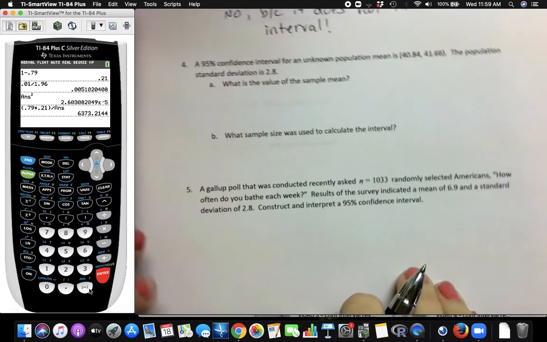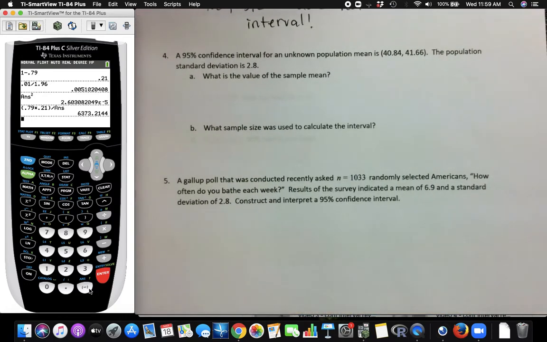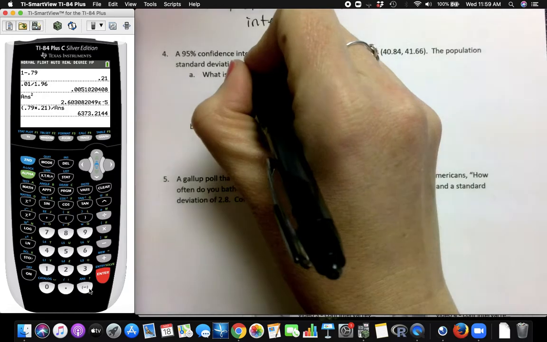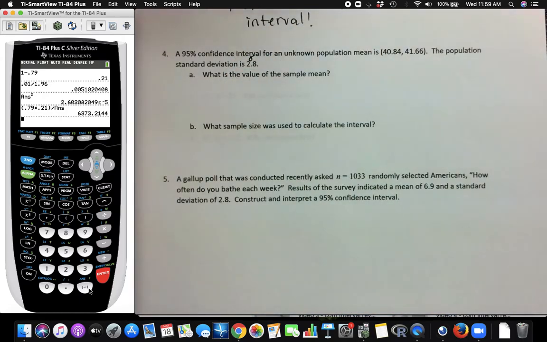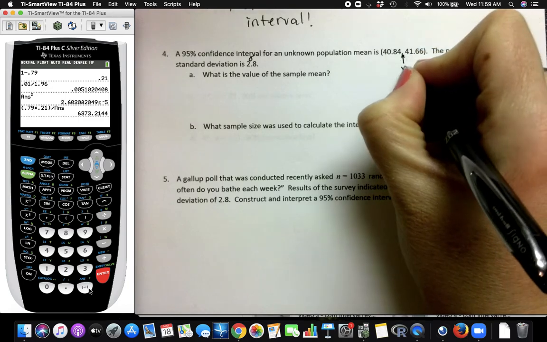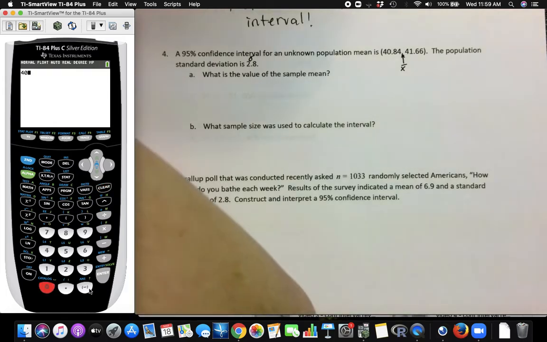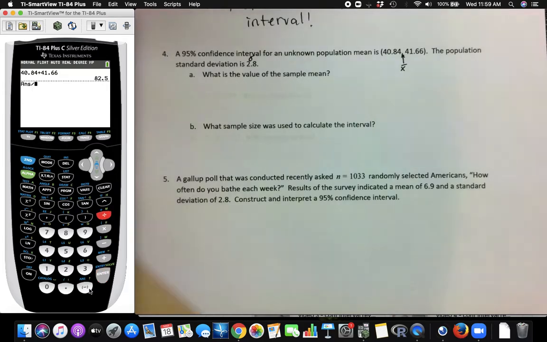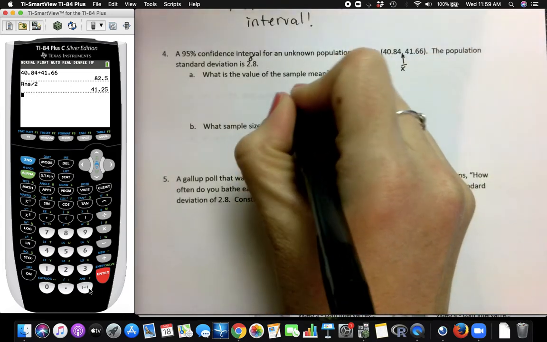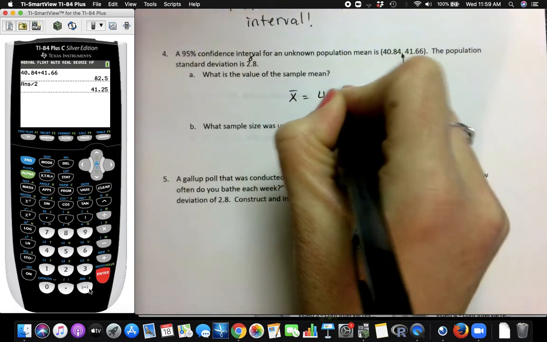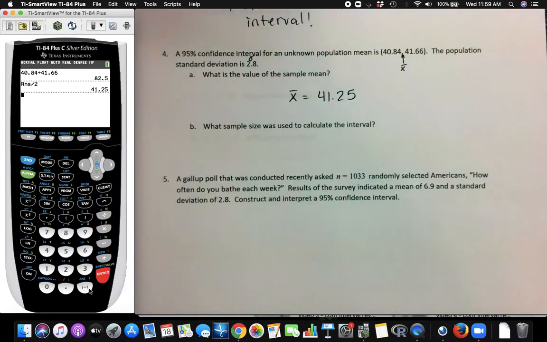Okay, question 4. A 95% confidence interval for an unknown population mean is 40.84 to 41.66. Population standard deviation, so that's sigma, is 2.8. What is the value of the sample mean? So that's your point estimate. It always falls right in the middle. So the easiest way to do that is to just average everything. So 40.84 plus 41.66. Get that value, divide by 2. Hang on, buddy. So my sample mean is 41.25.